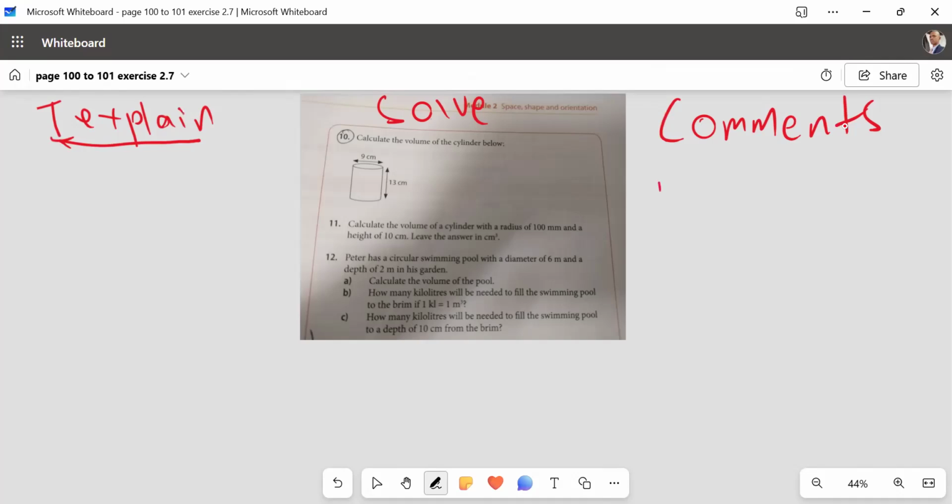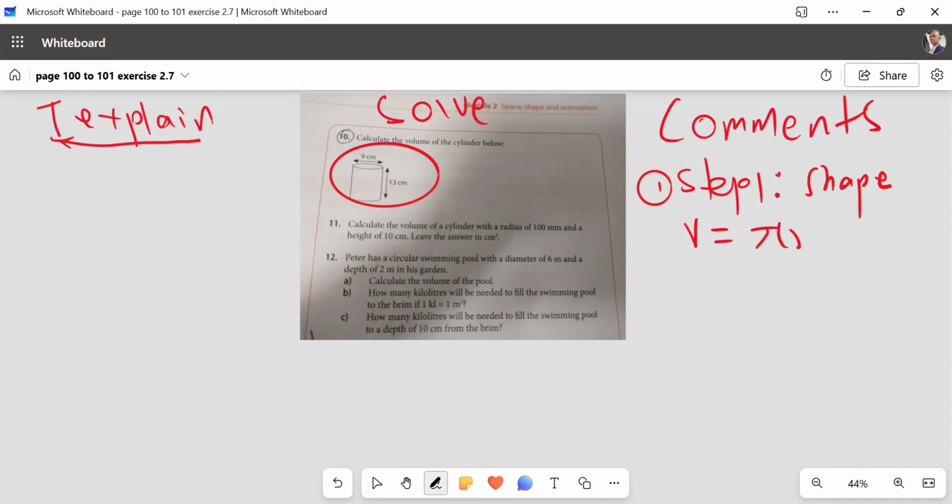Step number one, whenever you want to solve this type of problems, recognize the shape of an object. Here you can see that this shape is a cylinder. If this shape is a cylinder, then you need to know that the formula for a cylinder is always pi r squared times h. In this case, the value of r of the cylinder will be 9 divided by 2, you get 4.5, because the number given here is not the radius, but is a diameter. And we know that the radius is half of the diameter.